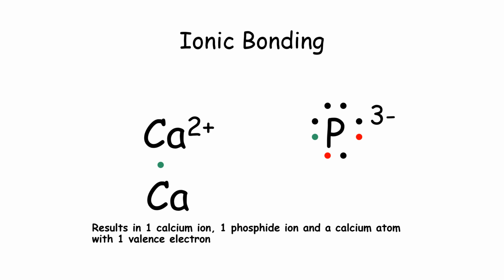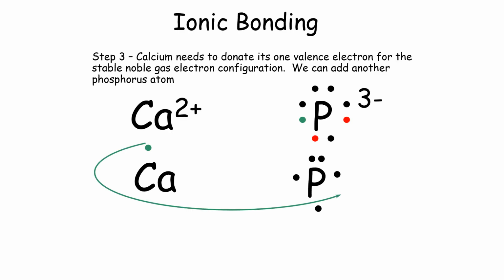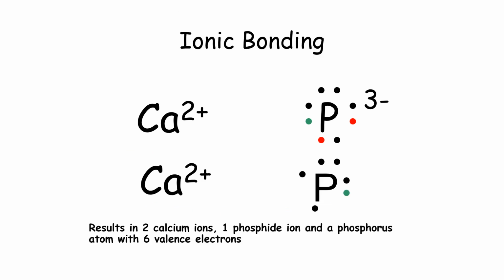However, we now have a calcium that only has 1 valence electron, so it's very unstable. It wants to donate that. So what we can do now is we can bring another phosphorus. Now that calcium is going to donate its electron to phosphorus, and this is what that's going to look like now. Now we have another calcium, which is also an ion, and we have a phosphorus that now has 6 valence electrons. Still needs 2 more to become stable.